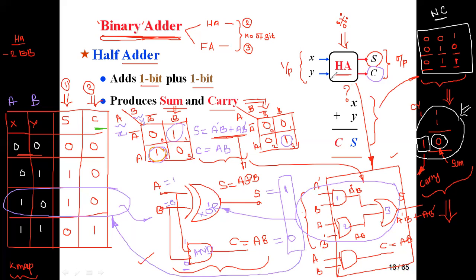So in short, what does half adder mean? Adding of two binary bits. At the time of adding two binary bits, it may produce both sum as well as carry. So our extreme aim is to design a circuit for sum and carry.